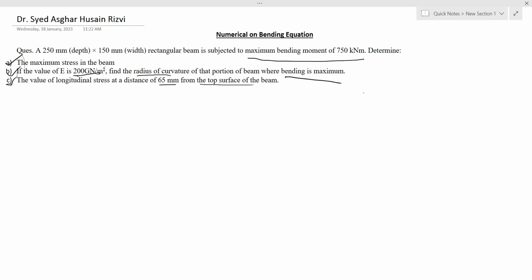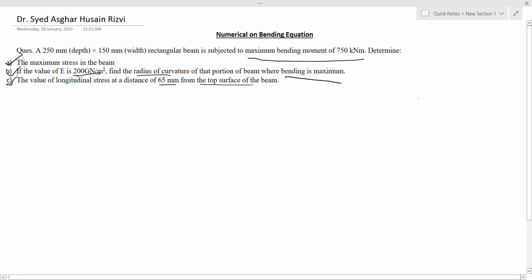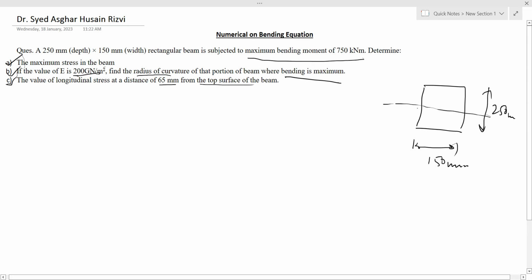The depth is given as 250. The cross section of the beam will look like this. Its depth is 250 mm and its width is 150 mm. This is the neutral axis. We have to find the maximum stress. So let us start with the numerical.